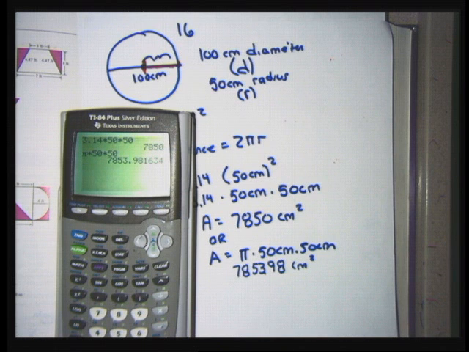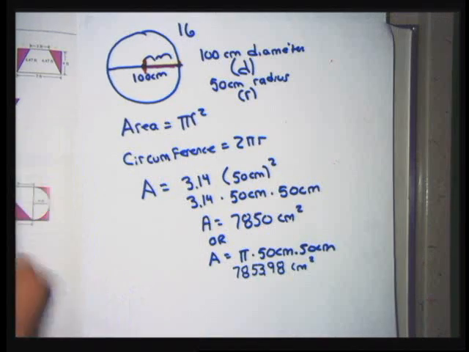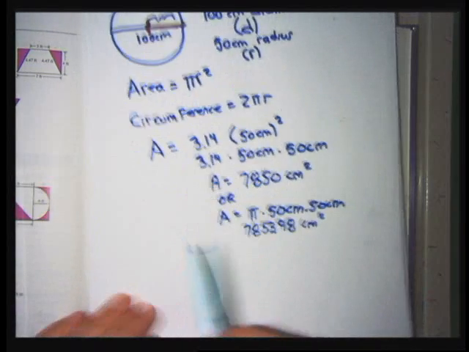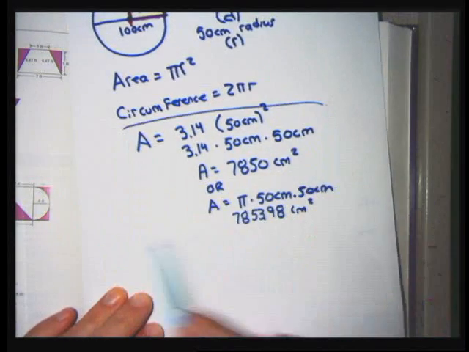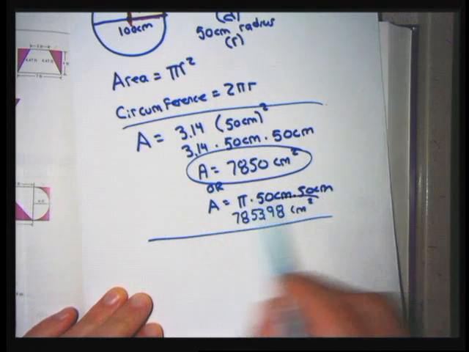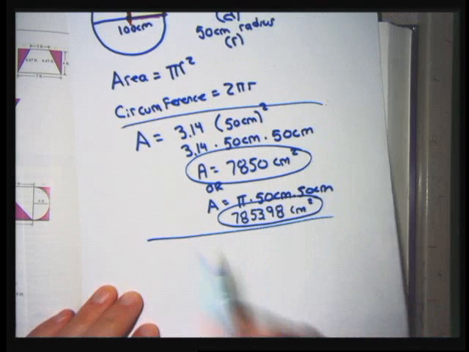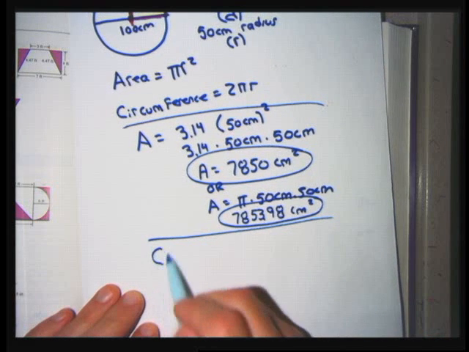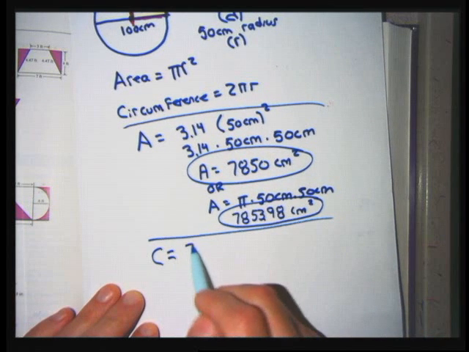So if you're doing circle problems and you're checking your answer to the back of the book and it's slightly different, then your difference has more than likely to do with what you used for pi. You used something different for pi than what the author used. So that is the area part of number 16. So I take either 7,850 square centimeters or 7,853.98 square centimeters.